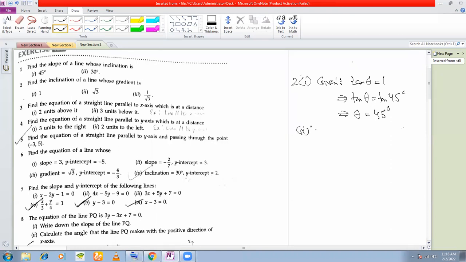For the second one, tan theta given to you is 1 by root 3. That means tan theta is equal to 1 by root 3, which is tan 30 degrees, isn't it? That means the inclination here is 30 degrees. That's it.